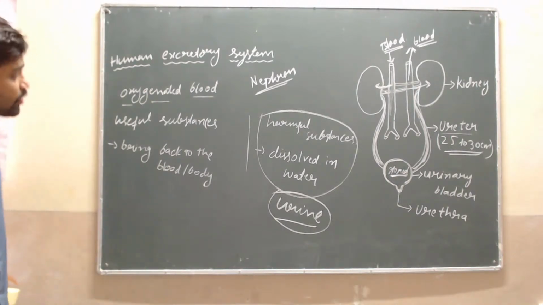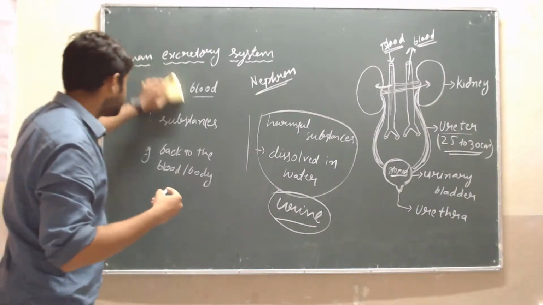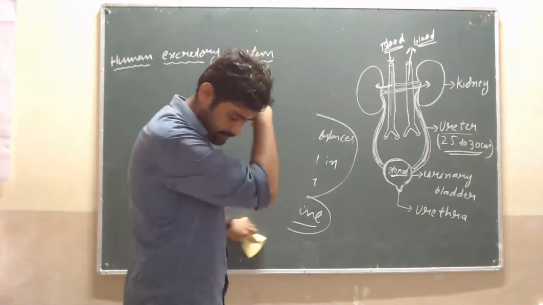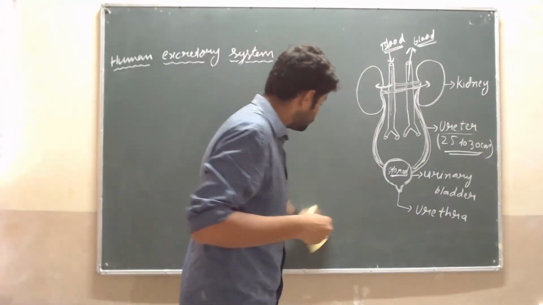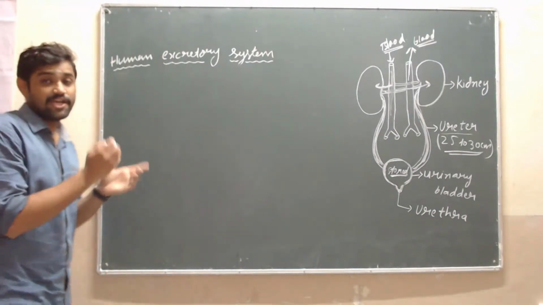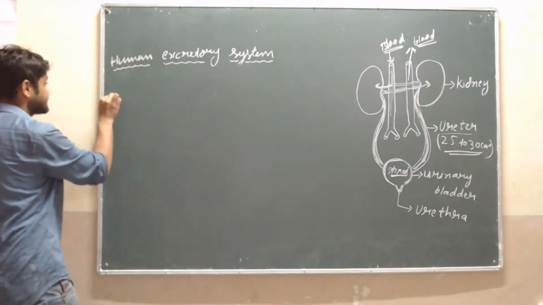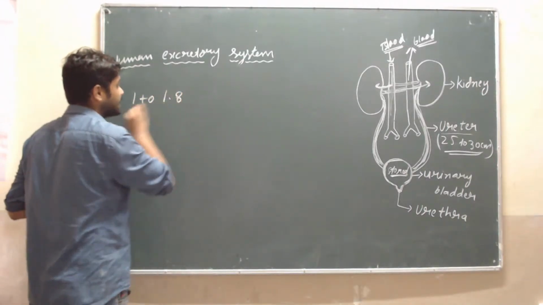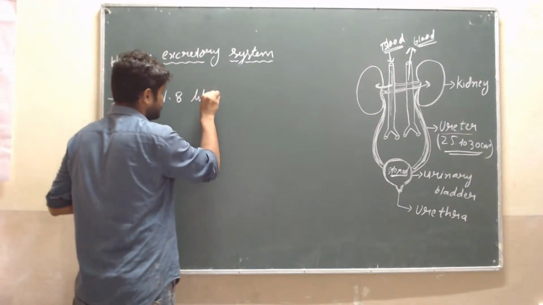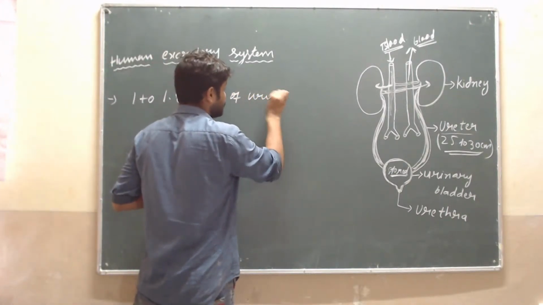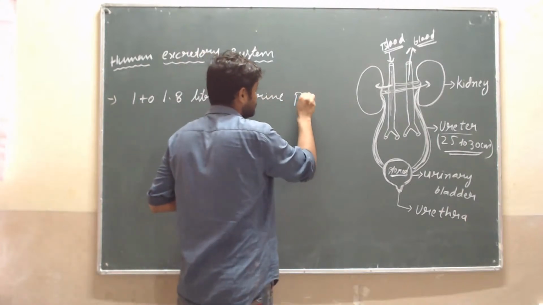And some more important points I have to write here. An adult human being can pass 1 to 1.8 liters of urine per day.